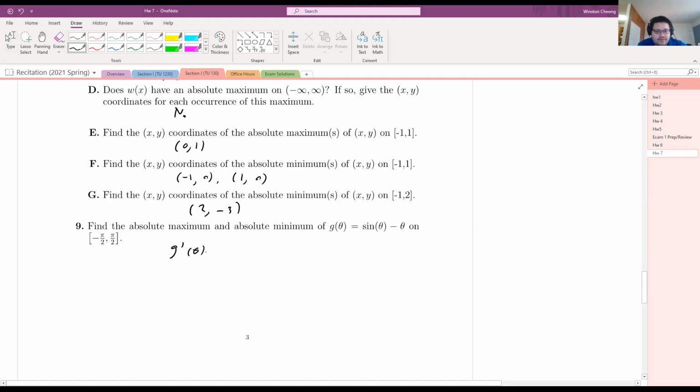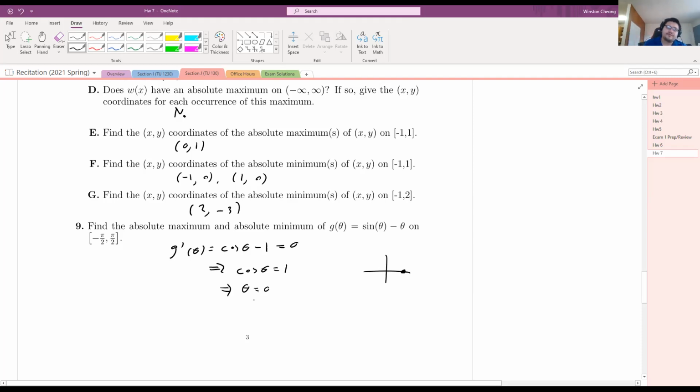Okay, now let's run through this process for number 9, and then that'll be it for today. So take the derivative. I'm going to get cosine of theta minus 1. I then set this equal to 0 and solve. Now this ends up being a trig question. When does cosine of theta equal 1? If you think about the unit circle, cosine of theta equals 1 here, so that corresponds to theta equaling 0.